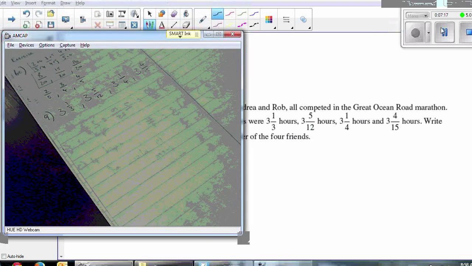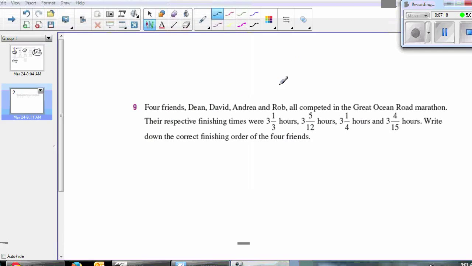So what we're going to have to do, first thing I want to point out before we start to find a denominator that's equal for all of these is that they're all 3s. Okay, they've all got 3 whole numbers, so they took 3 hours and something. So we can just ignore the 3s for the moment, and we can just focus on the fractions.